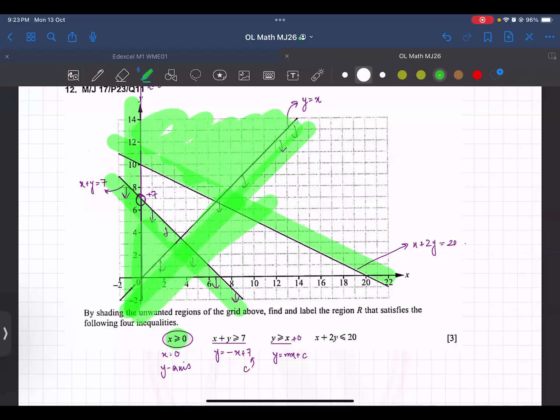So what is the shape that you have found at the end? Whatever that you can see, label this R. This is your R. Answer.